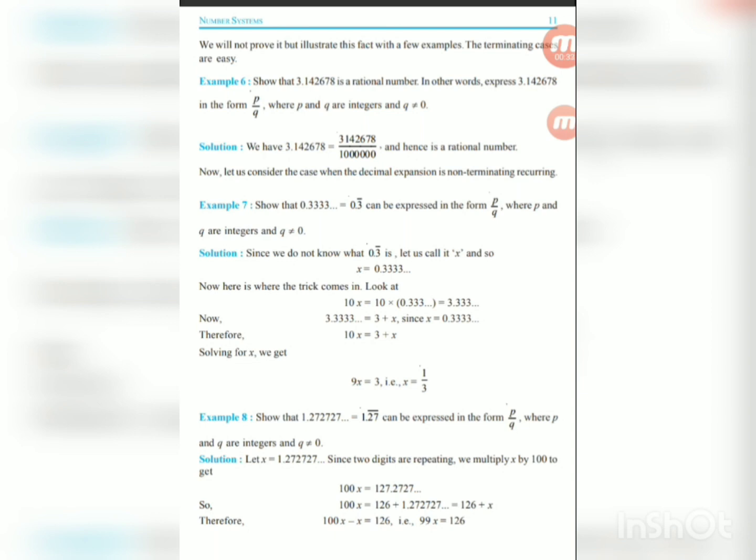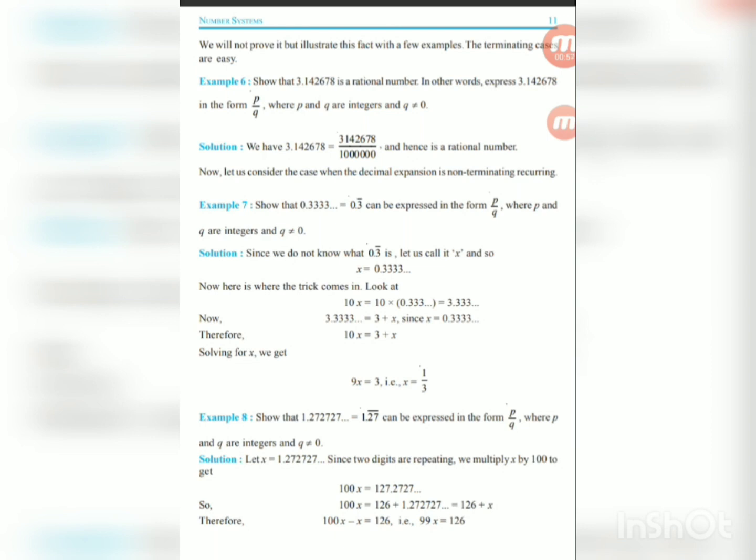Here, example number 6 you can see. So take out your textbook and page number 11. Example number 6. Show that 3.142678 is a rational number. In other words, express 3.142678 in the form P upon Q, where P and Q are integers and Q is not equal to 0.